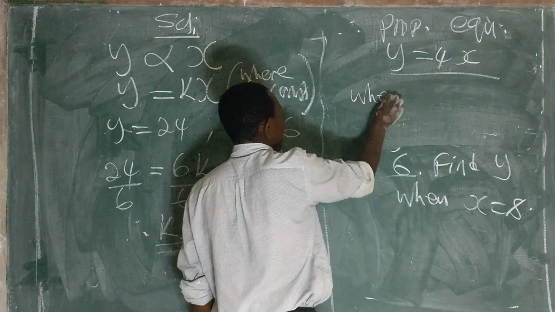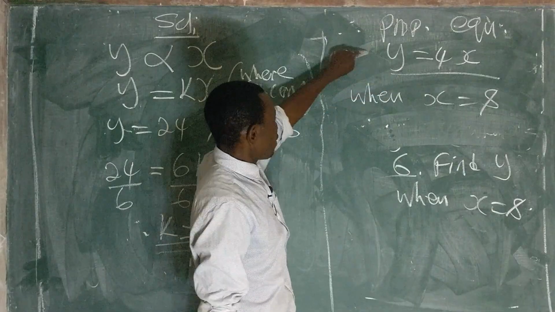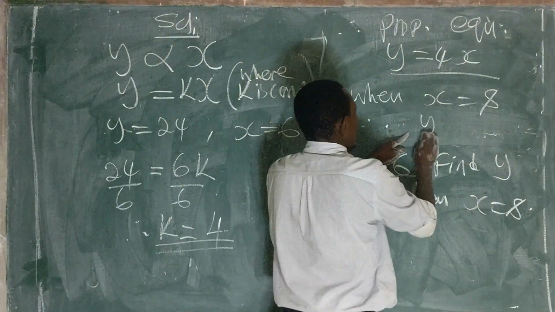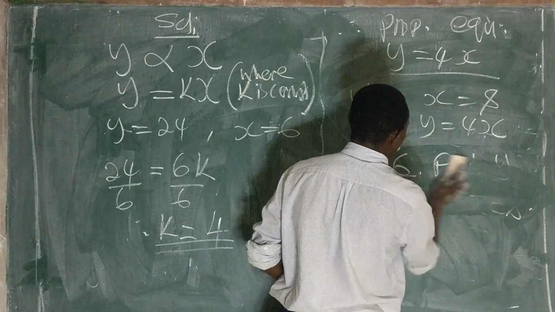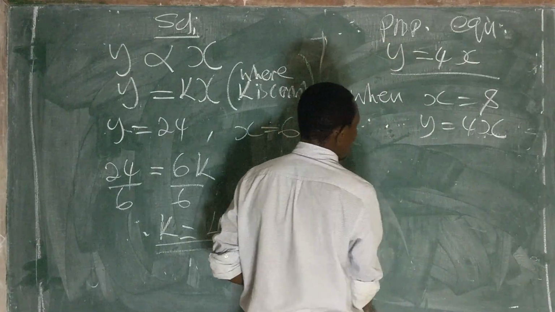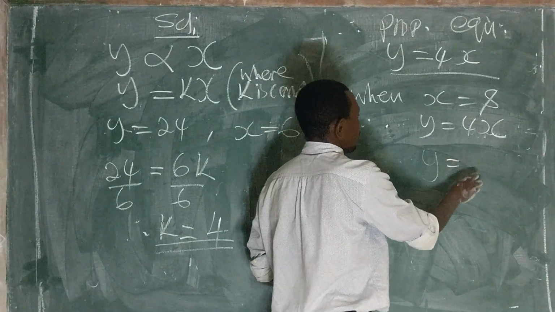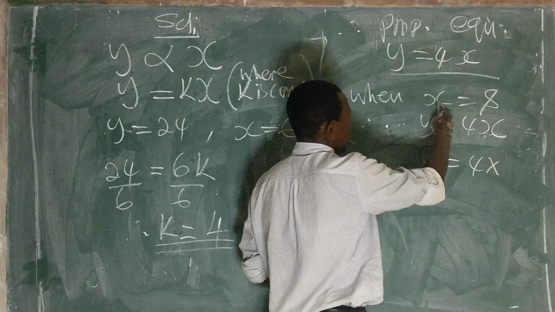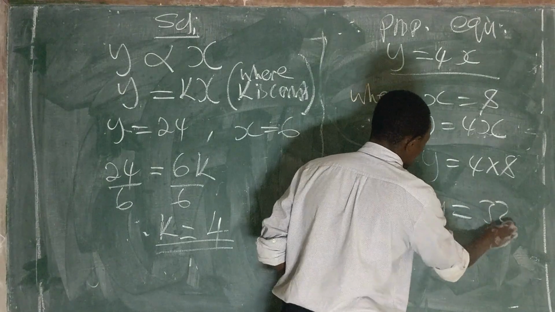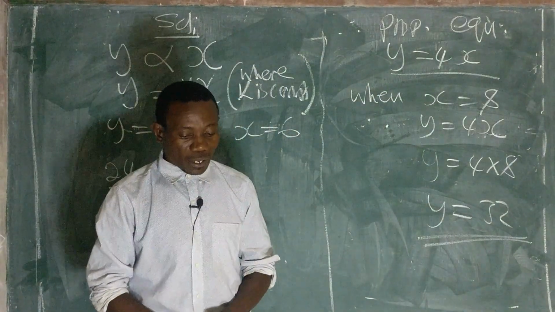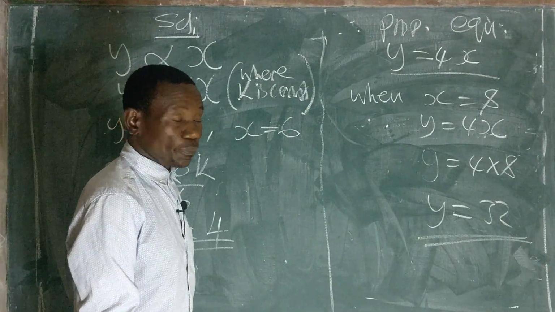So you write, when X is equal to 8, therefore, bring the proportionality equation down here: Y is equal to 4X. It means wherever you have the value of X, that X has to be substituted with 8. So here we have Y equal to 4 times 8, where X is represented by 8. As such, our Y is equal to 32. We've found the value of Y. Look at the stages that we have just done. Right, so that's the way it is.